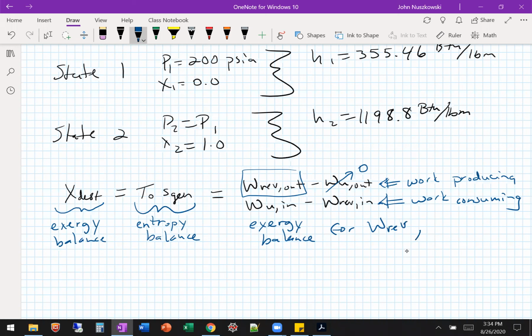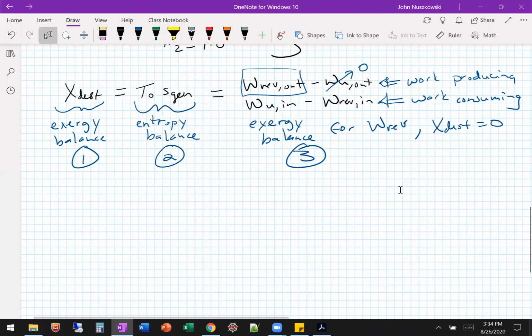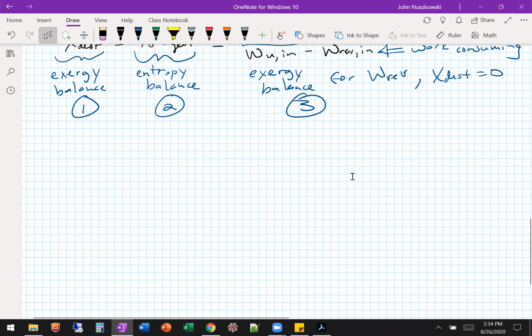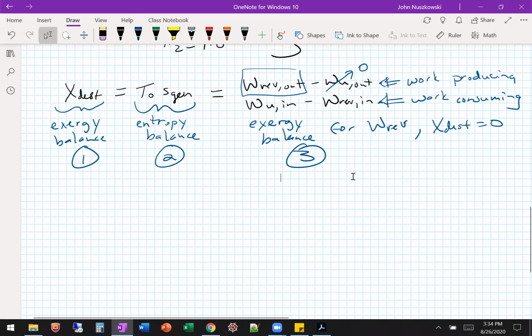Which has X destroyed equal to 0 when you solve for work reversible. Okay. So that means we have 1, 2, 3 methods of actually solving for X destroyed in this problem. I'm only going to do 2. I'll save the third one for a different problem. I had the Exergy balance one, and I'm going to save that one for next. We'll do first the one that everyone's a little bit more comfortable with, the entropy balance.